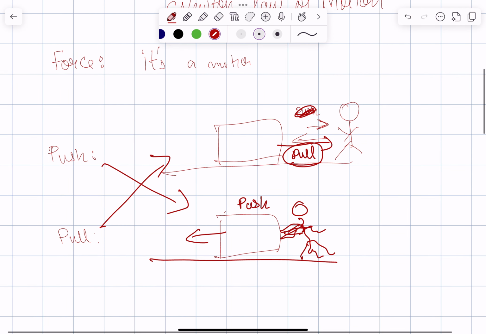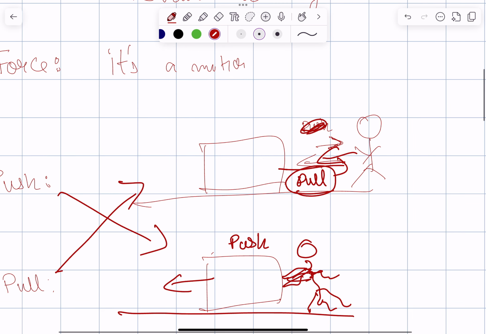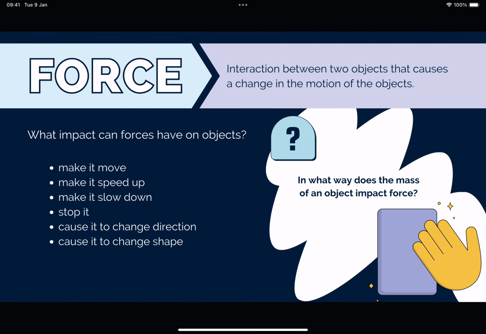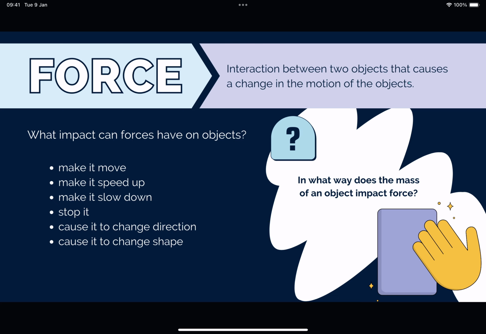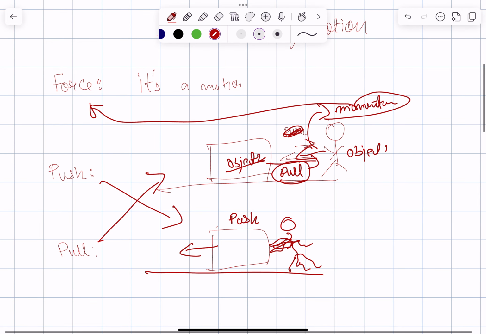So what causes push and pull? Whenever we apply something on an object, it gives us a result as a force. So simply, force is an interaction between two objects that causes a change in the motion. Here object one is me, and this is object two. So simply, this is force.